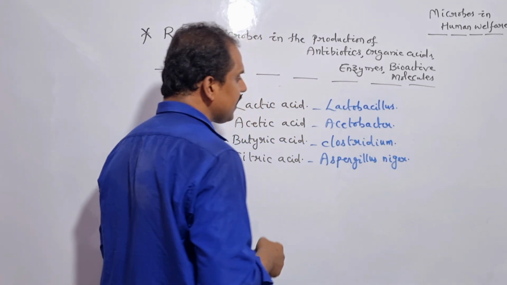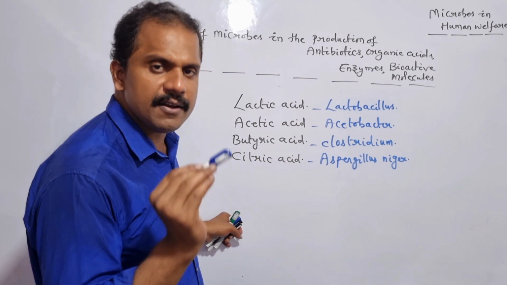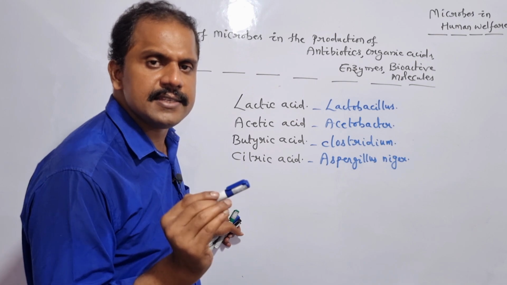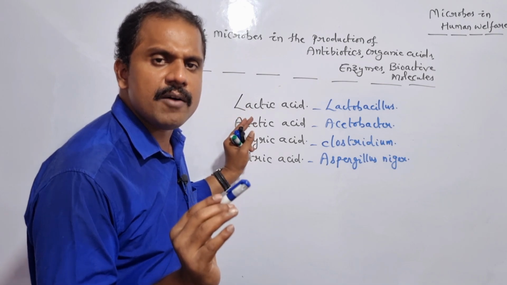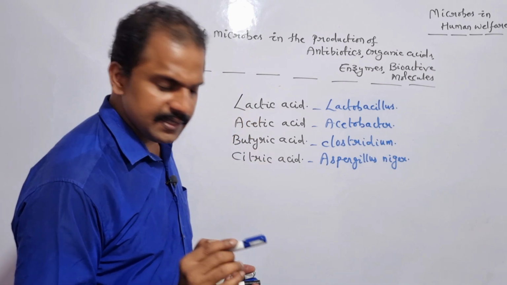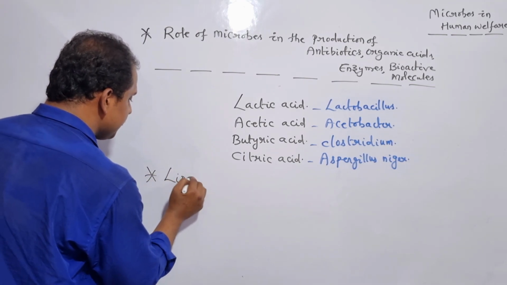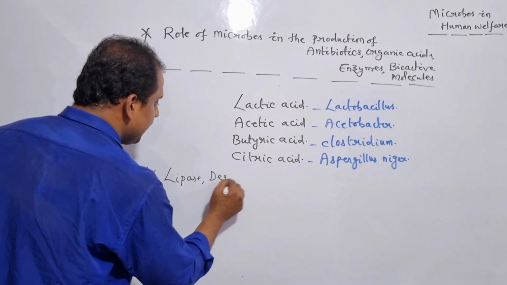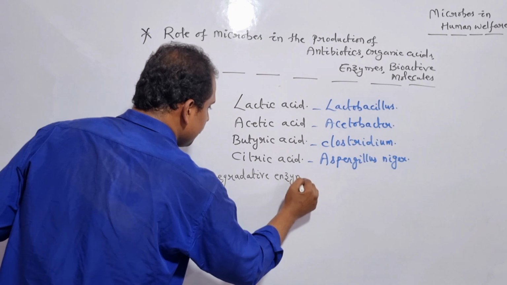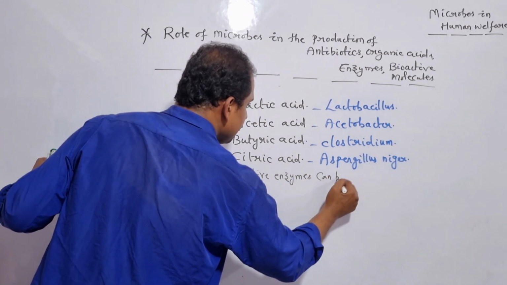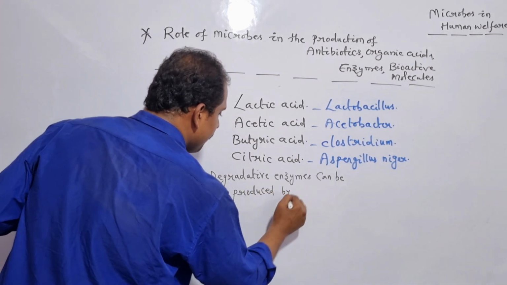So in addition to organic acid production, even the particular microbes are also responsible for regulating the production of many of the enzymes. What are the various enzymes which can be successfully manipulated by taking the advantage of microbes? Some of the common enzymes include lipases. Is it clear? Lipases, and even some of the degradative enzymes can be produced by microbes.